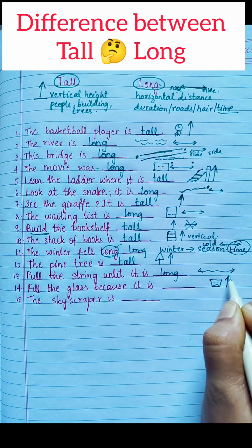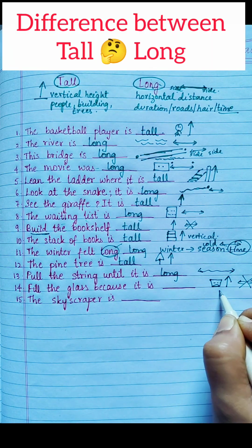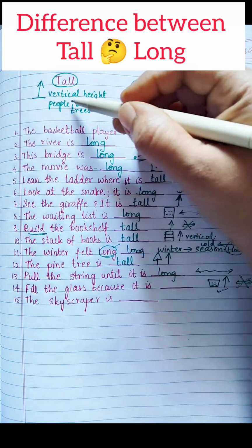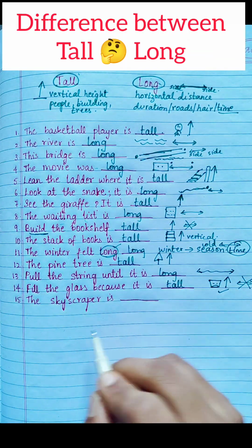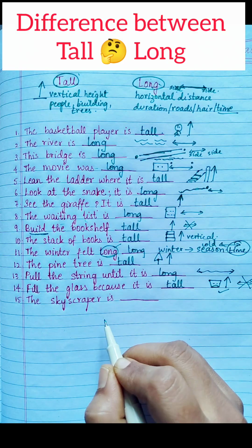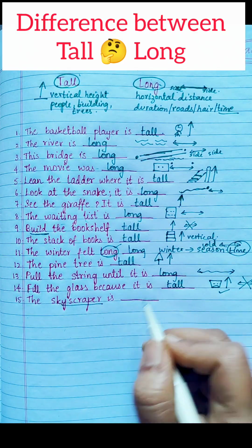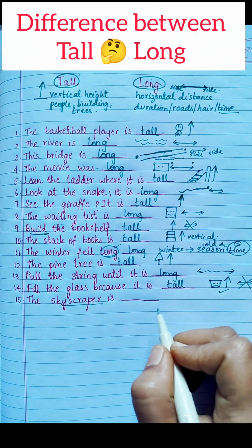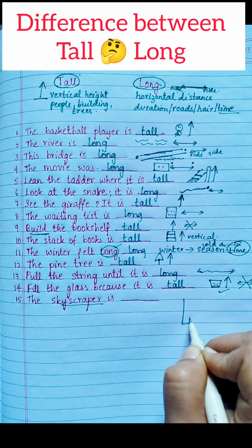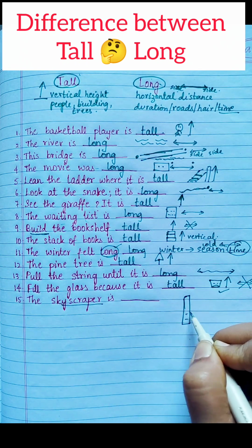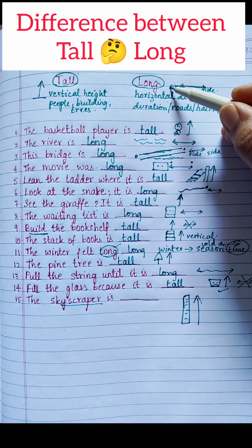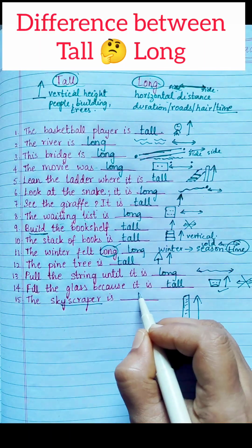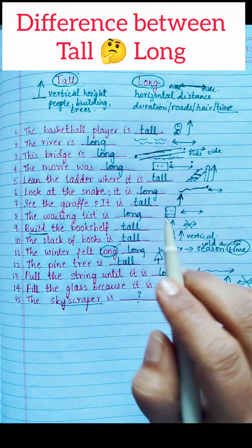Next, fill the glass because it is blank. Here is a glass. It is measured vertically, not horizontally. So we go with tall. Fill the glass because it is tall. Next, the skyscraper is blank. Skyscraper is a very tall building. Multi-storied building. Fine. Now you tell me whether it is measured vertically or horizontally. The skyscraper is tall or long?